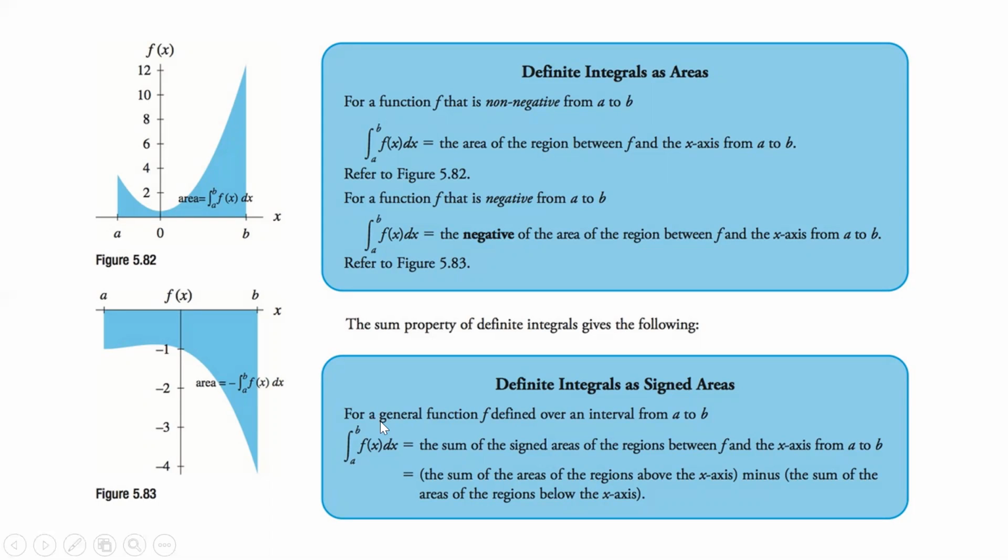Now, definite integrals as signed areas. So for a general function f defined over an interval from a to b, that integral from a to b of f of x dx is the sum of the signed areas of the regions between f and our x-axis from a to b. So you might have some above, you might have some below. And so what you're going to do is take all of them as positive areas, and you're going to take the positives minus the negatives. So you're going to take all the sums up here minus all the sums down here, and that will give you your total area. Okay, and it'll give you a signed area. So if the area down here is bigger, it's going to be a smaller number minus a larger number, so you're going to have a negative value there.